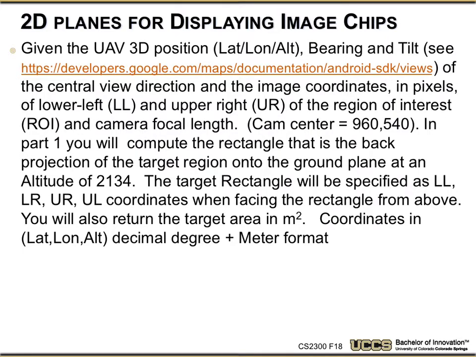The world is a flat plane at an altitude of 2134 meters, which is about what it is at the target location we're drawing. And then you're going to give us 4 coordinates: lower left, lower right, upper right, upper left. So we're going around the quadrilateral in counterclockwise order, from the bottom left. And then you're also going to estimate the total area of the target, just to work your math a little bit more.